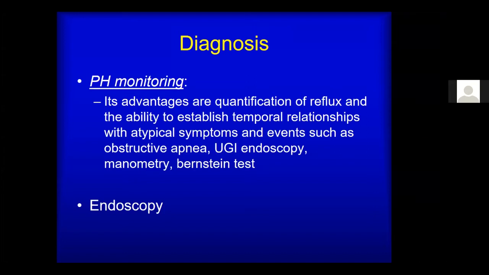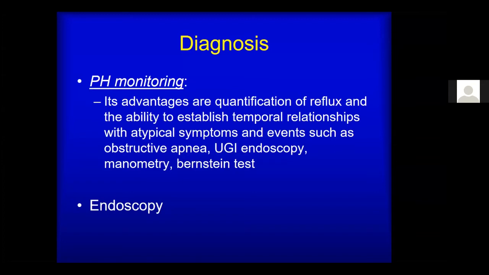pH monitoring is advantageous in a way that it quantifies the reflux with numbers. It also correlates the symptoms with the pH at the lower esophagus, and atypical symptoms like Sandifer syndrome can also be detected by the pH monitoring, since you correlate that abnormal movement with the pH number.